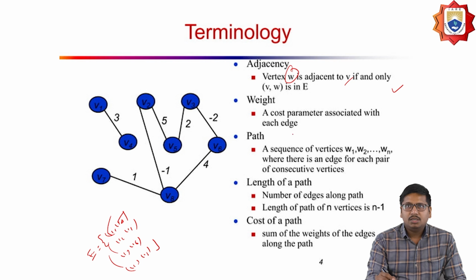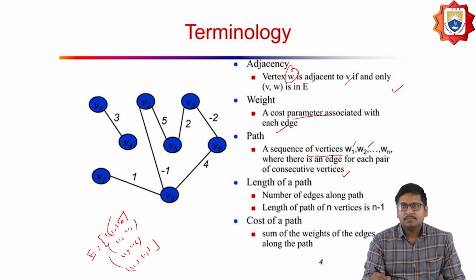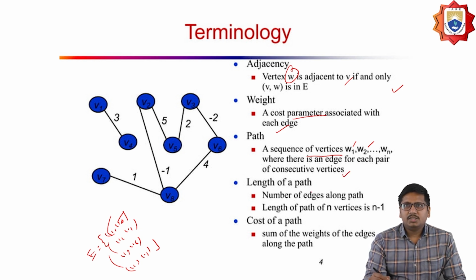And then weight is nothing but a cost parameter that is going to be associated with each edge, and the path is nothing but the sequence of vertices w1, w2, and so on wn, where there is an edge for each pair of consecutive vertices. And next one is the length of the path. So the length of the path is nothing but the number of edges along the path, and the length of the path of n vertices is n minus 1.